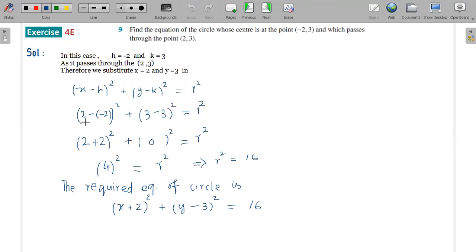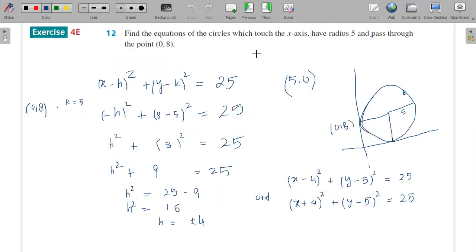So first of all, we will solve this bracket. Then we will take square. So 2 plus 2, minus is plus, 2 plus 2 whole square plus, and this will be 0. So 0 square is also 0. So r square, and then 2 plus 2 is 4 square equal to r square. It means r square is 16. So r is 4. Yes. So we have the equation of circle like this. Now we will just put the value of r in this equation and value of h and k. So we get x plus 2, because minus minus plus 2 whole square, y minus 3 whole square will be equal to 16. This is the required equation of the circle.